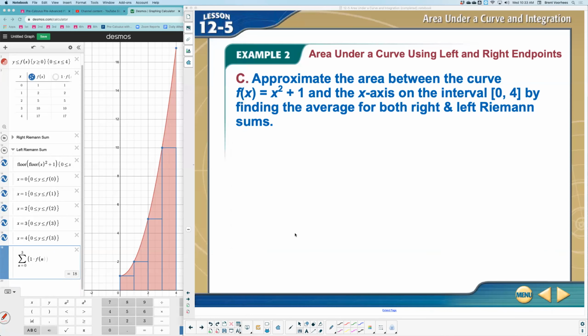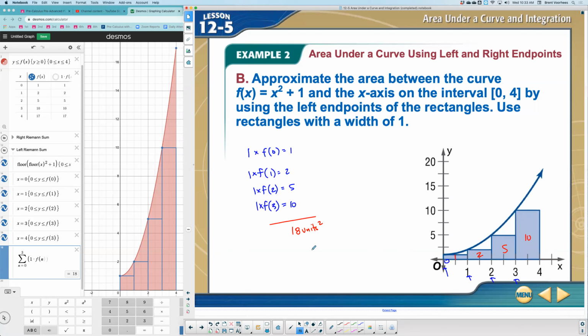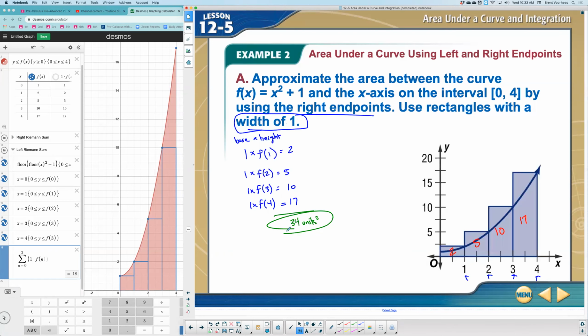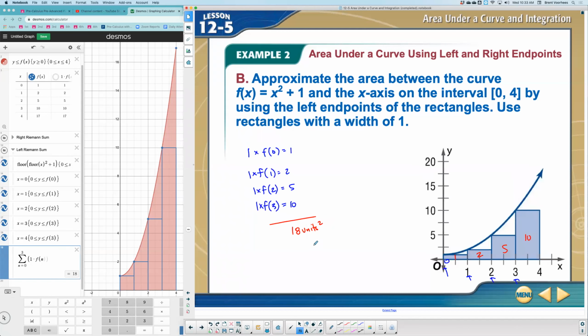Okay, so if we wanted to have a more accurate representation, we could average the two, because we know that part A was too high. We know this one is an overestimate. It's too high, because the shaded block is shaded above the curve. This answer here was an underestimate.